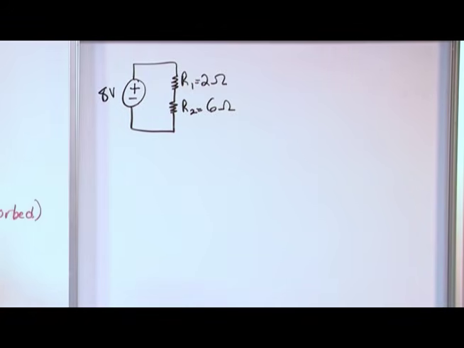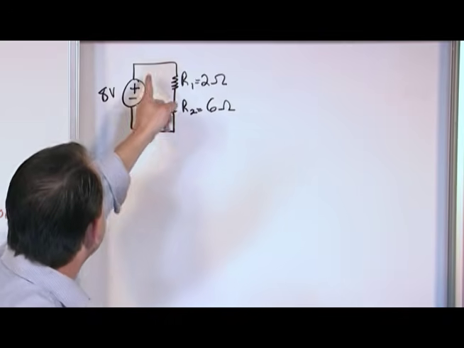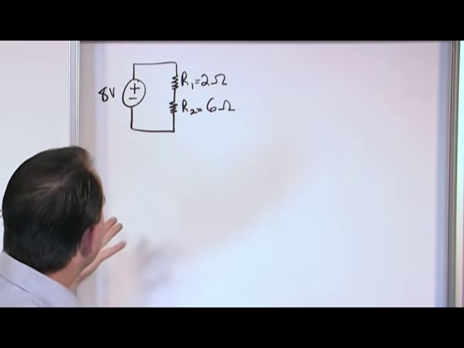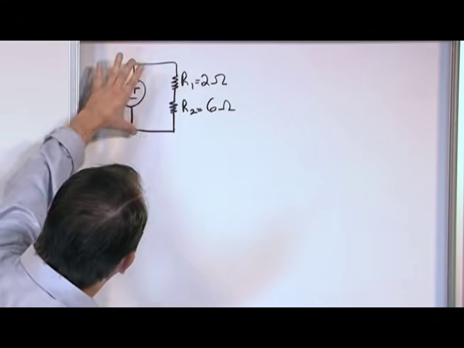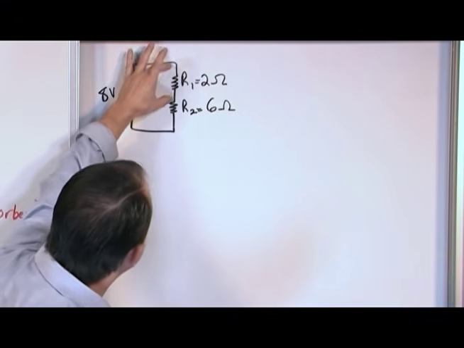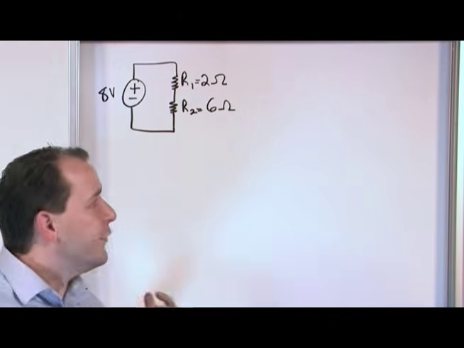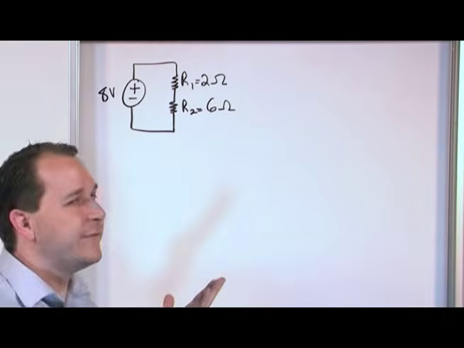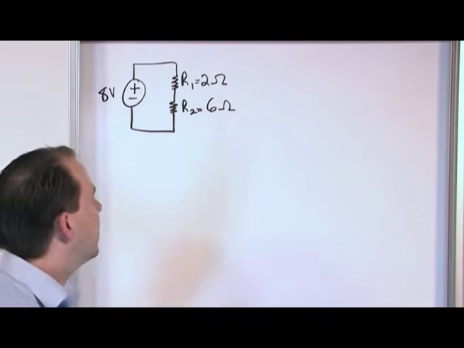Well, looking back to our lecture here, we need to know what the current is going through here, or we need to know the voltage across each one of these resistors. Now we know the total voltage across the whole thing, but that's not telling us what the voltage is across here and across here separately, right? So we need to at least find the current to be able to do one of these power calculations, right?